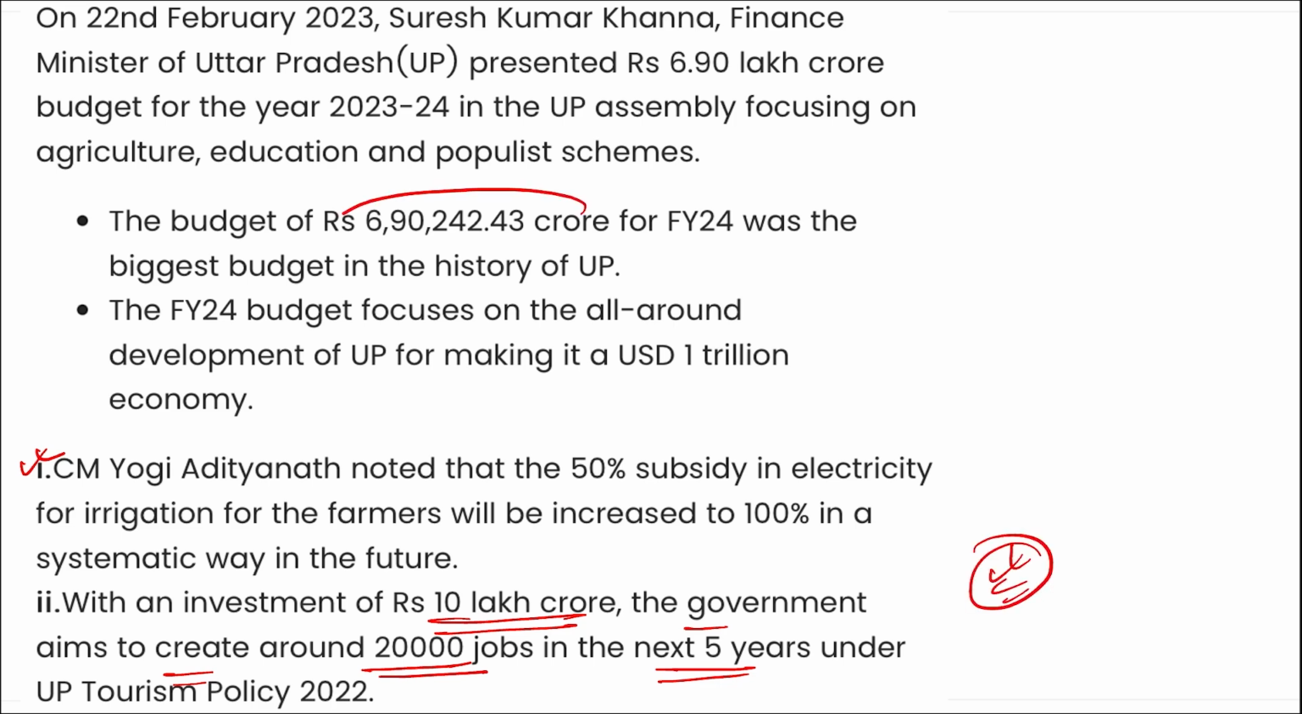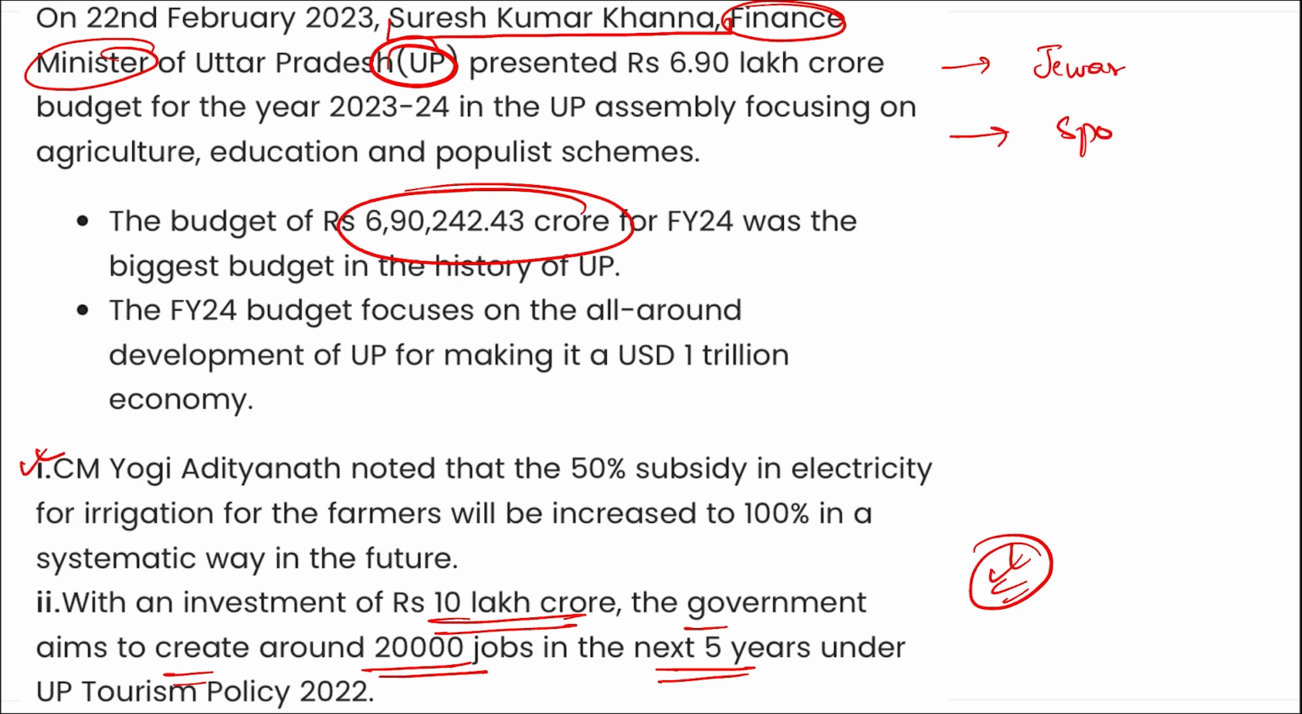And how much amount budget was presented? 6.9 lakh crore rupees budget was presented in the fiscal year 23-24. It was presented by Suresh Kumar Khanna, who is the finance minister of UP, Uttar Pradesh. And if we talk about UP, Jewar Airport is here. Sports City is here in UP. Then recently, UP Global Investor Summit was held here to attract investment from all around the world.